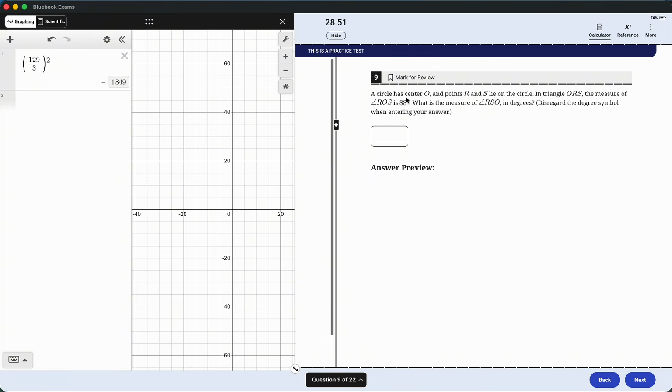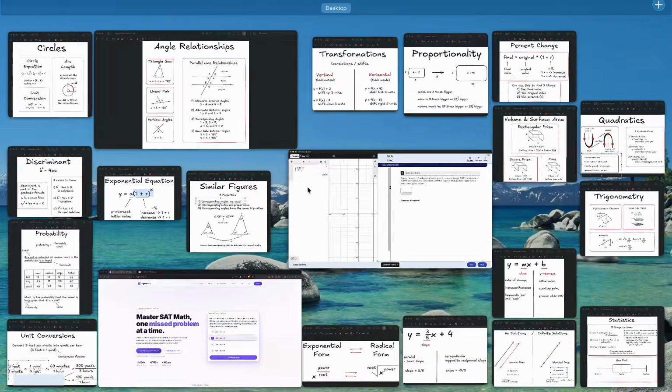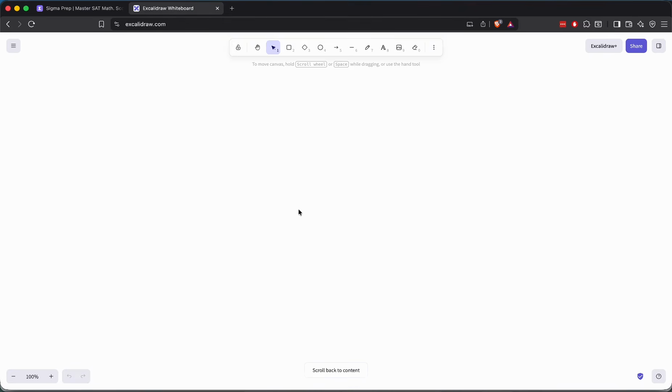Next one. Circle has a center O and points R and S are on the circle. Triangle ORS has a measure of angle ROS of 88. What's the measure of RSO? So probably you want to sketch this out, right? That's why you get scrap paper, right? I'm going to sketch it out over here.